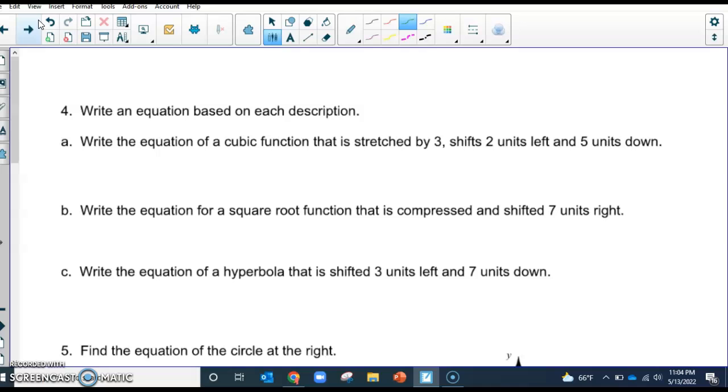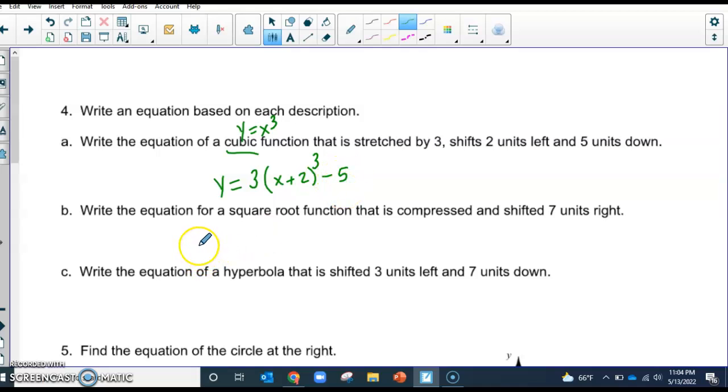Flipping over to the next page, I am writing equations based on what these words say. So this guy here is cubic. So that's going to be y equals, it's stretched by 3, so that's going to be my A. x, shift 2 to the left, so plus 2 cubed, and 5 down, minus 5.